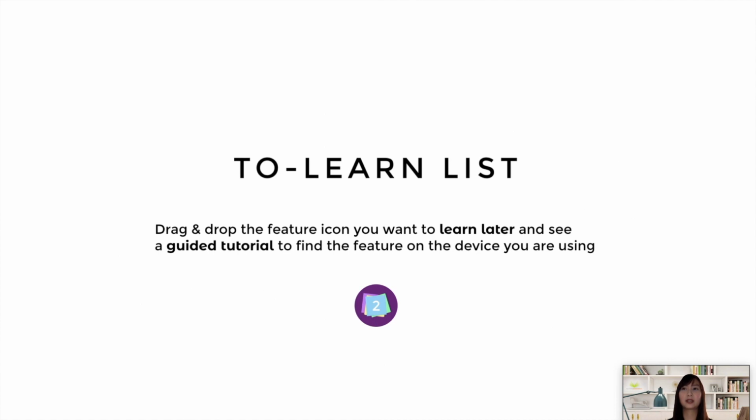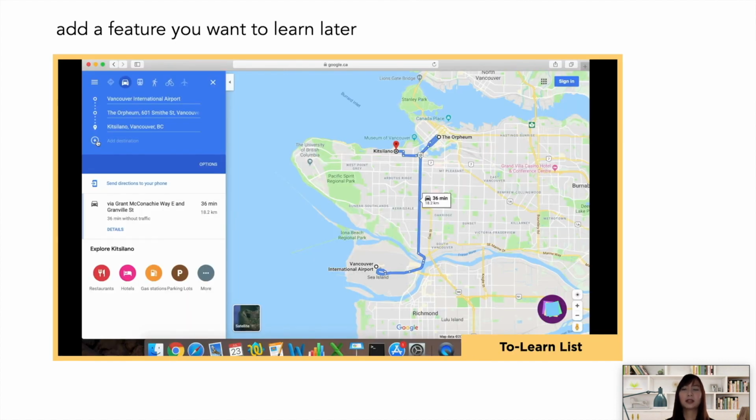Next, to-learn list. To-learn list helps you remember the features that you want to learn later at any time of your preference. Let's see an example of how to use to-learn list with Google Maps. Say you want to learn how to find the Add Destination feature on your smartphone, but you don't have the time to do it now. You can add it to the to-learn list to help you remember to do it in the future. You just need to drag and drop the Add Destination feature icon to the to-learn list button.